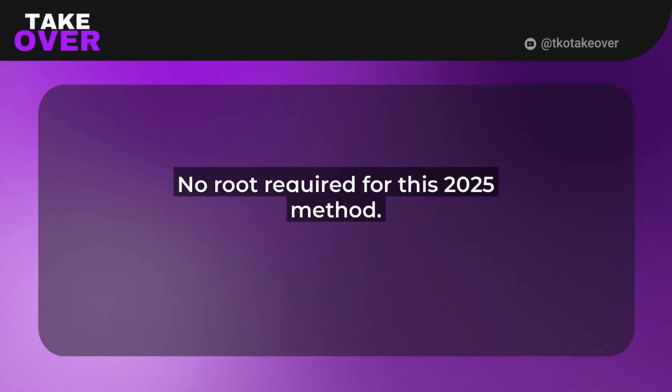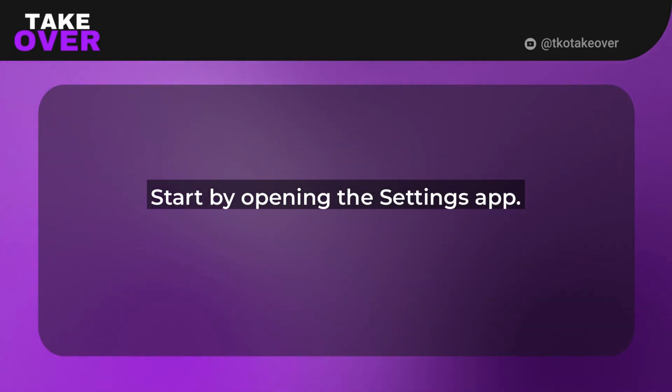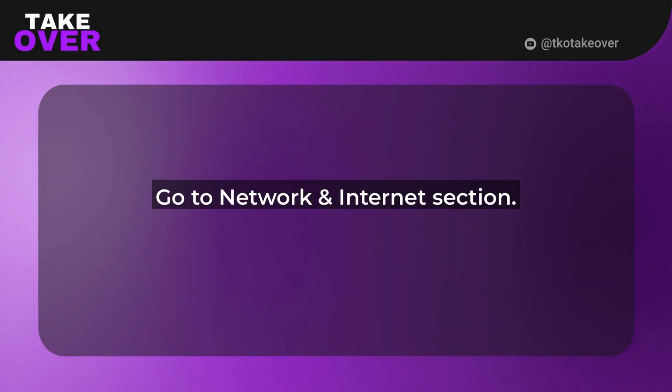In 2025, Android devices have tightened security, but there are still built-in ways to access saved passwords without jumping through hoops. Make sure your Android is running the latest version, like Android 15 or above, for the best results. Step 1. Open your Settings app. You can find it in your app drawer or by swiping down from the top and tapping the gear icon. Once there, scroll down and tap on Network and Internet, or Connections, depending on your device.